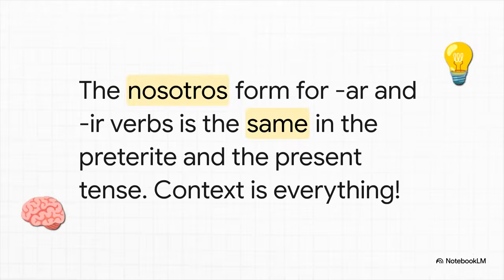And get this, here's a fantastic little shortcut the language gives you. For we in AR and IR verbs, the preterite form is actually identical to the present tense. So hablamos can mean we speak or we spoke, and vivimos can be we live or we lived. Context is absolutely everything here.